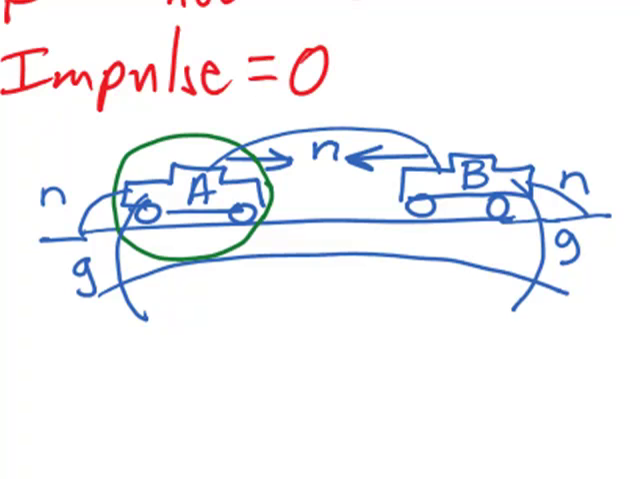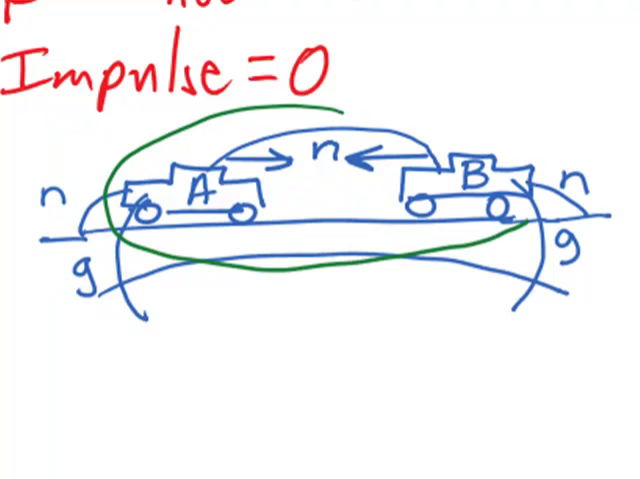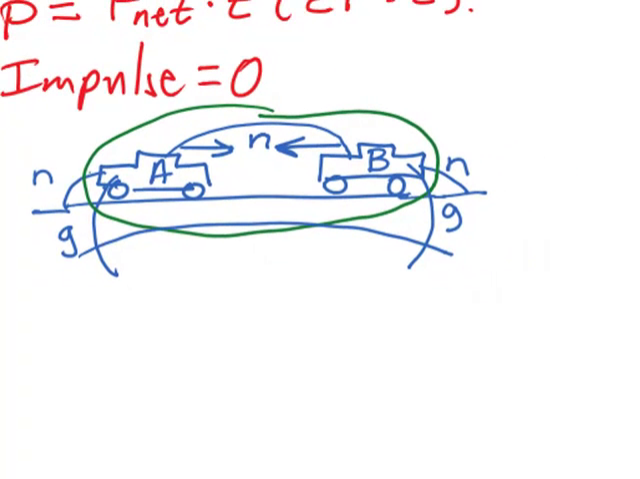But now instead of defining the system as A, we're going to say that our system is A and B. So we really only have our normal force up and gravity down. In this case, forces are balanced. No matter how hard these two cars hit each other, the forces are balanced. Remember, it's only unbalanced external forces that change the momentum or are affected by Newton's second law. And in this case, the forces are balanced. We can use that to our advantage.